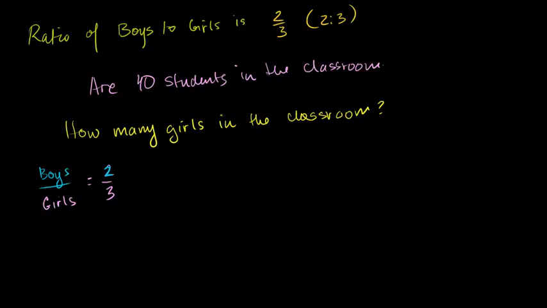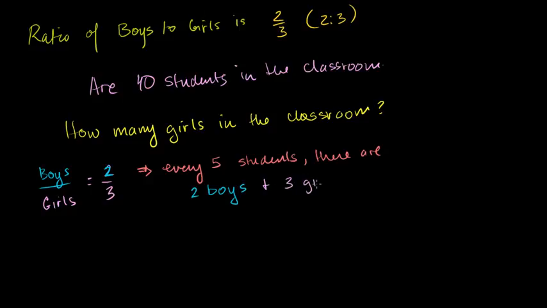But what does it also say? It also says for every 5 students, there are what? There are 2 boys and 3 girls. Now, why is this statement helpful?